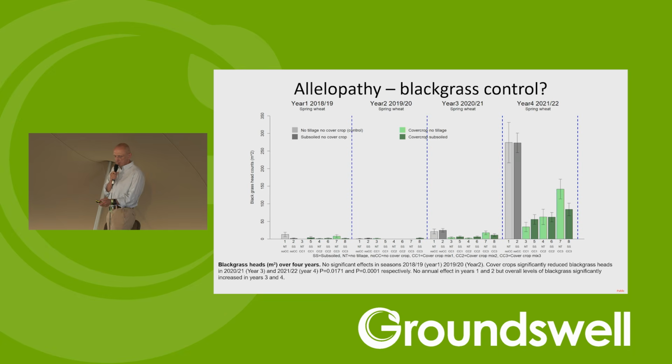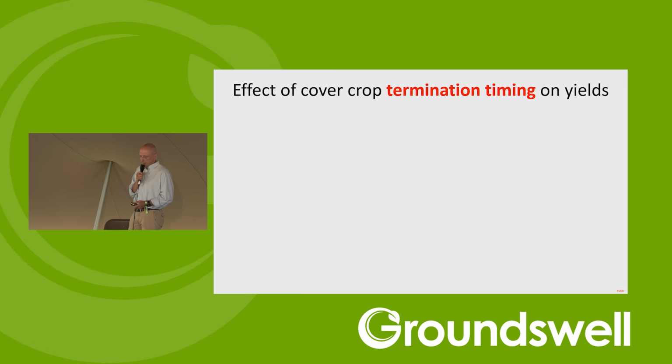And so we tried to break the system by doing the same every year. That's not what we were about at Lamport. But you can see in year 4 we broke the system, and the cover crops in our two control plots, the grey ones there, spiraled out of control, whereas the cover crops really did a great job at suppressing our blackgrass population, basically. So just to finish off then, effect of yield and termination.